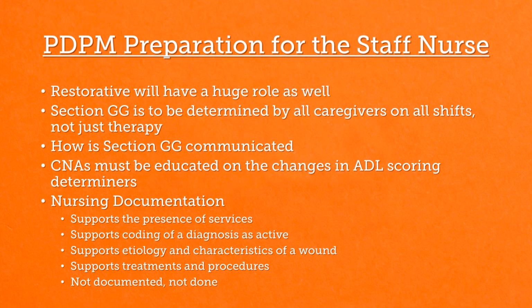Section G itself, the scoring of it, 0 means you're independent and 4 means they're totally dependent. But yet on Section GG, 0 means you're dependent and 6 would be independent. So it is a reversal of order. So definitely in the next couple quarters, we will be seeing some needed education when we start accessing CNAs to assist us in GG on the difference in coding. And then just again, nursing documentation.